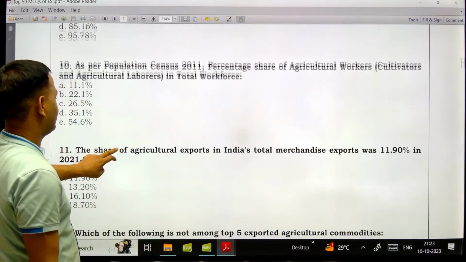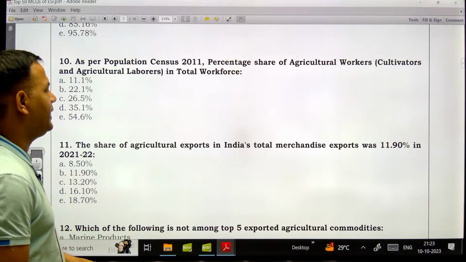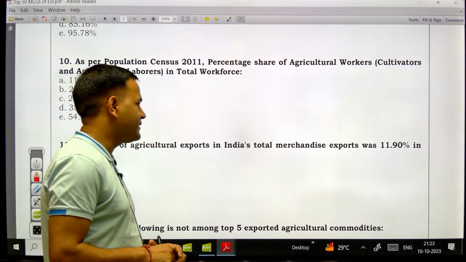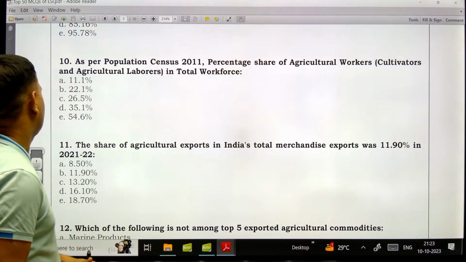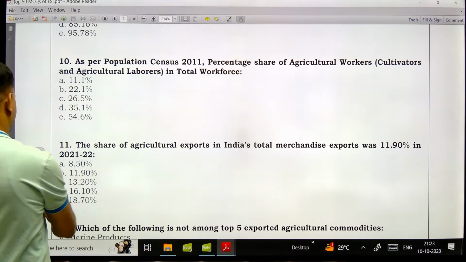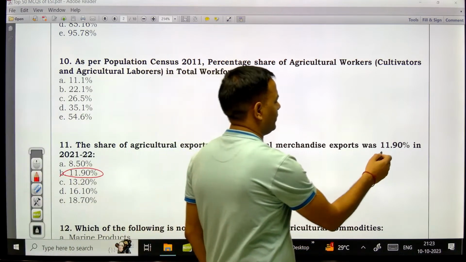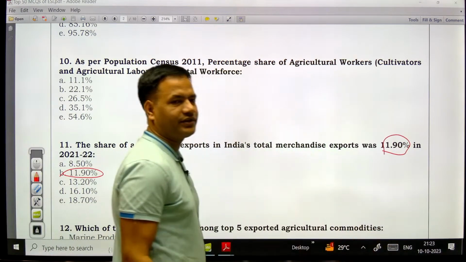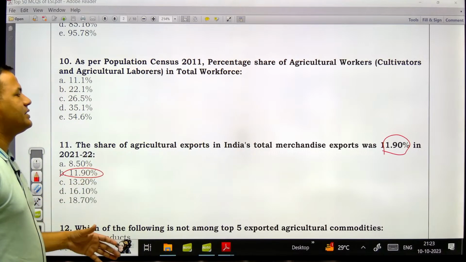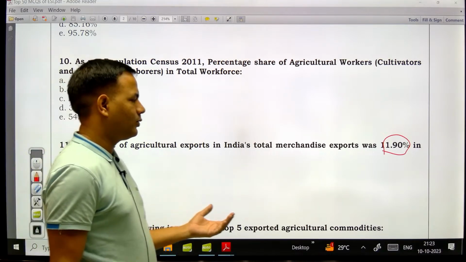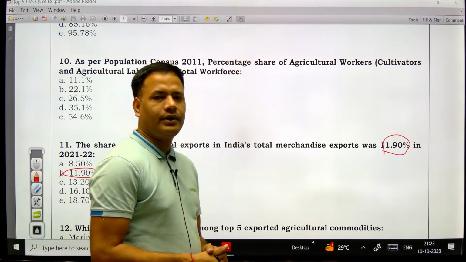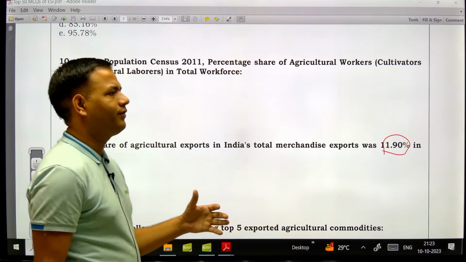Next question, the share of agriculture export in India's total merchandise export was 11. I have written the answer in the question by mistake. So it was 11.9% in 21-22, here the answer was written by mistake. The share of agriculture export in India's total export was 11.9%. So it is also an important fact.